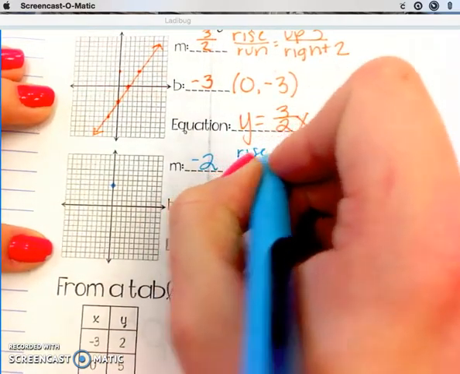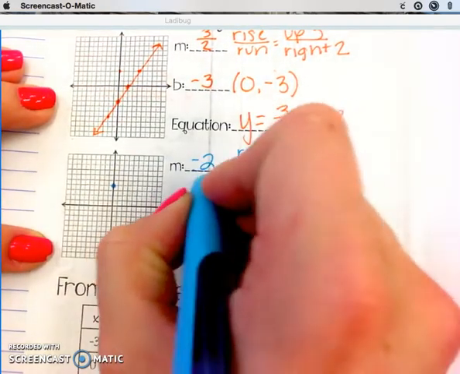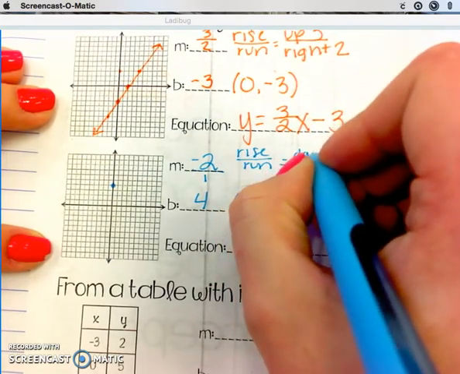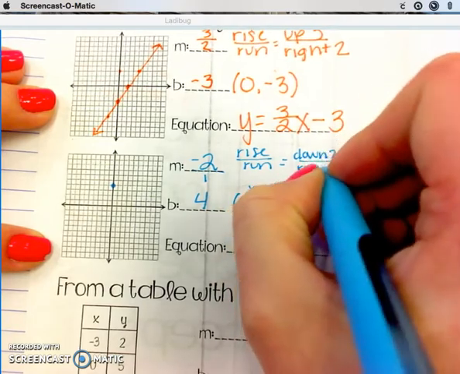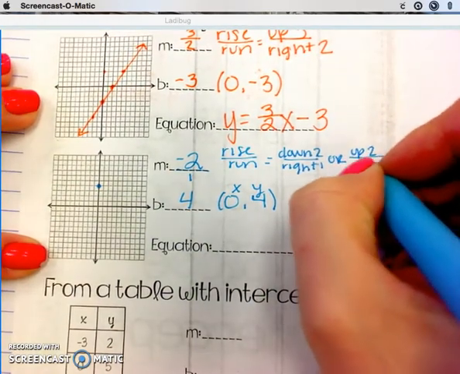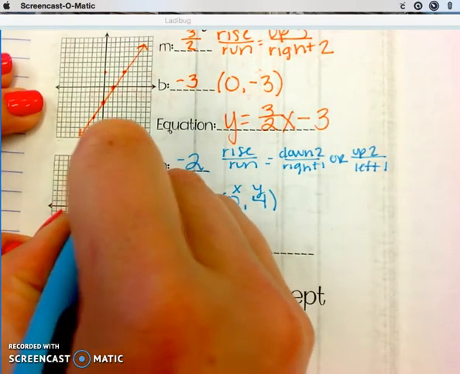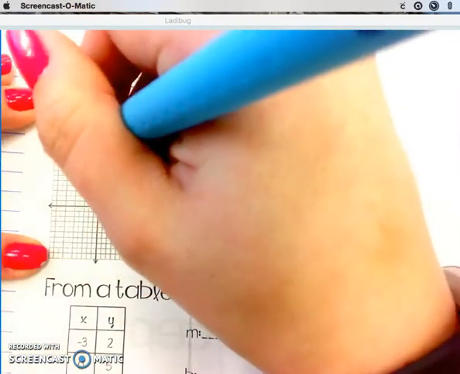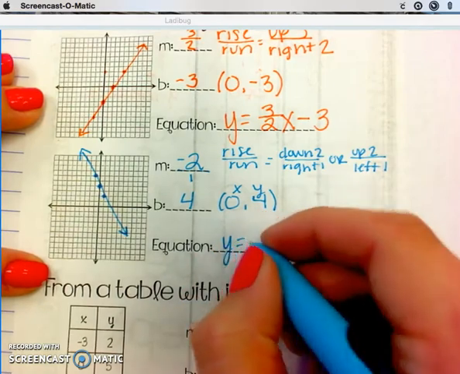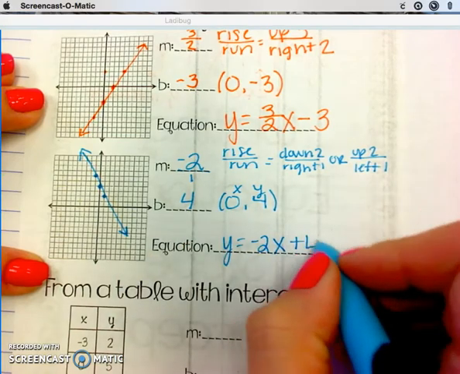We're rising and running. Now, it's a -2 and it's a whole number. To make it a fraction, I'd put it over 1. So I could go down 2 and right 1, or I could go up 2 and left 1. It's the same thing. Down 2, right 1, up 2, left 1. Those points still fall on the same line. And the equation is y equals m is -2, leave your x, plus 4.